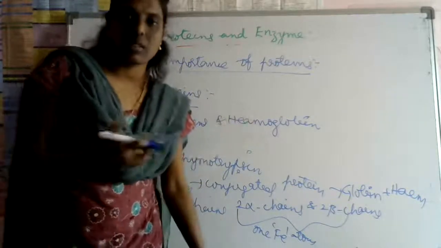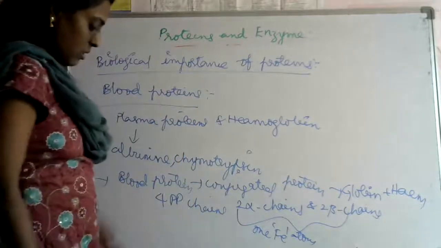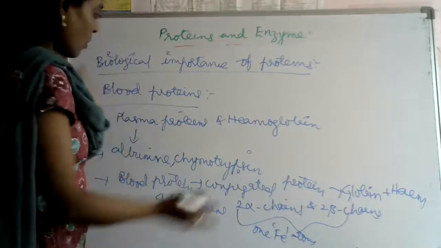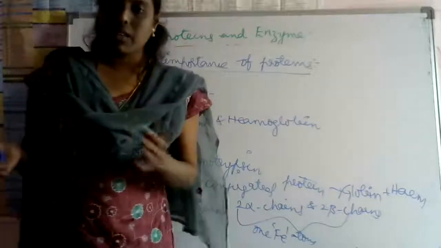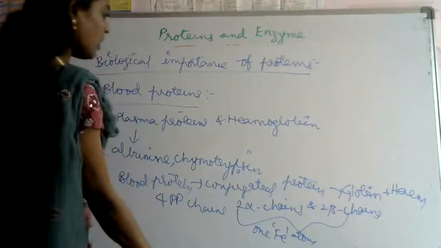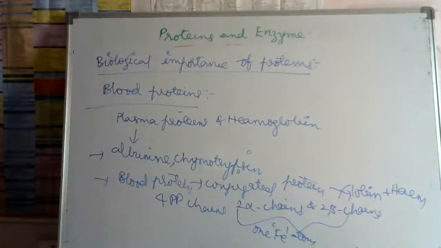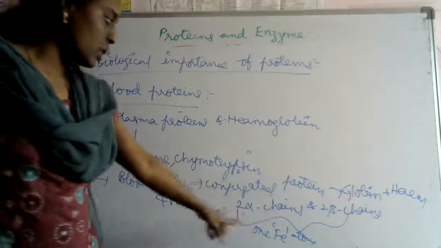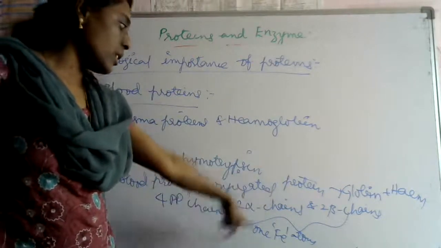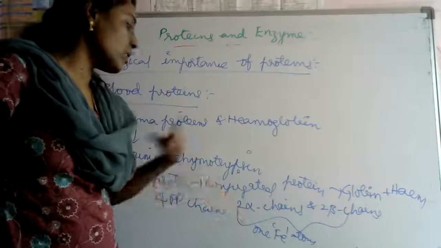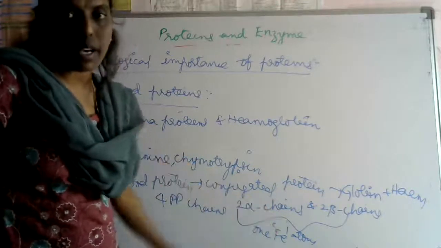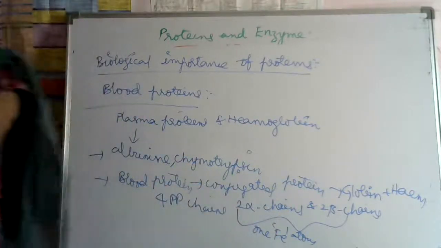I hope you understand. So globin and heme will be there. These are attached to the protein globin chain, and heme is there. These are 2 proteins which are coordinated with the iron atom. Okay.